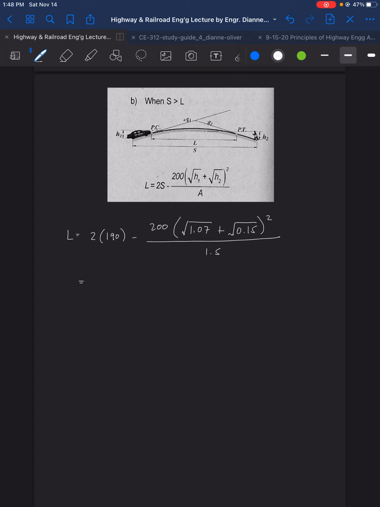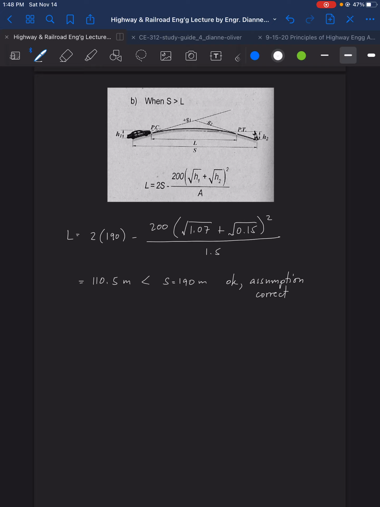So this is 110.5 meters, and this is less than the S of 190 meters. So okay, assumption correct. But we will still have to look for another one.